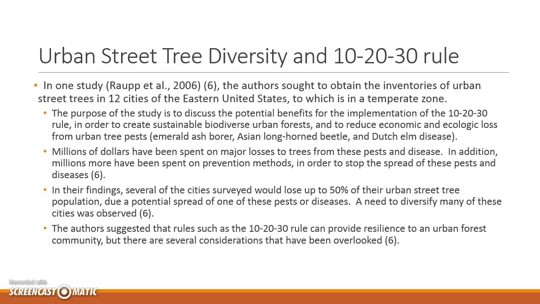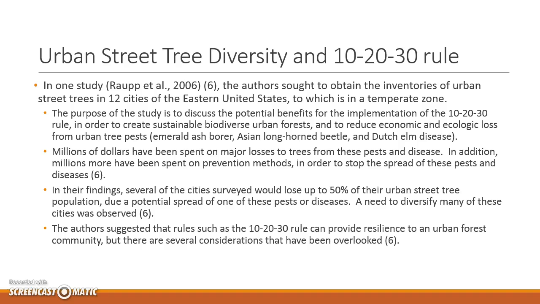In their findings, several of the cities surveyed would lose up to 50% of their urban street tree population due to a potential spread of these pests or diseases. This is because their urban tree diversity was nowhere near the 10-20-30 rule. In some cases, 35% of their trees were one tree species. So a need to diversify many of these cities was observed.